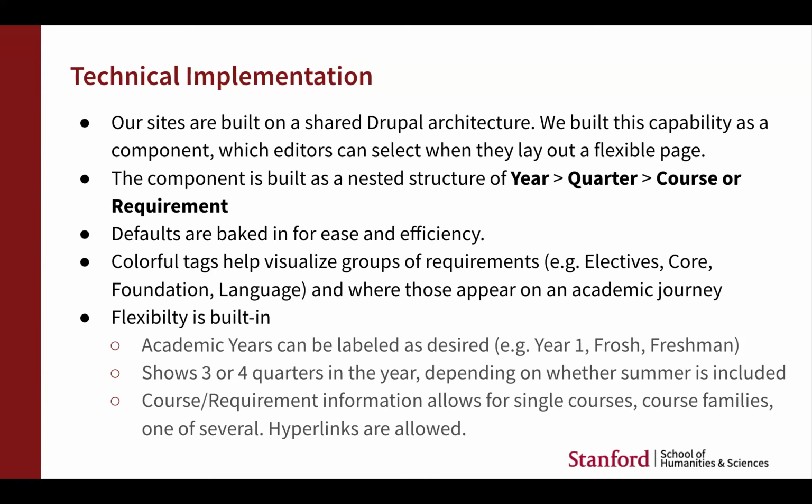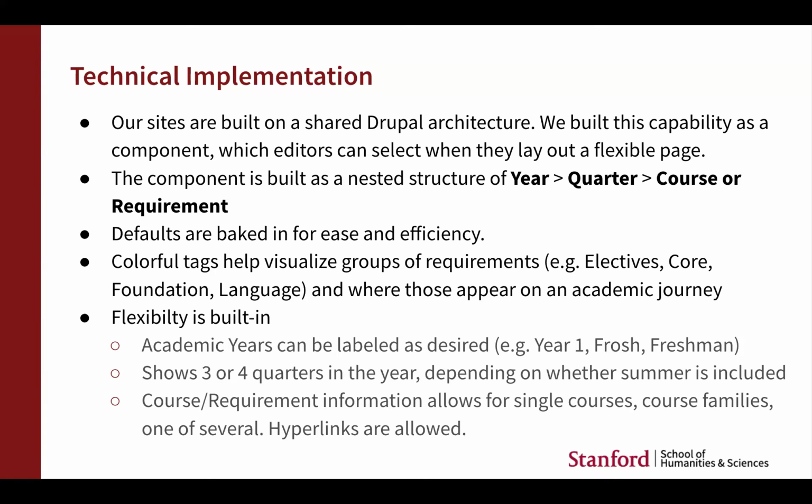But we added this new component onto our component library. So when our editors are building a flexible page, they can choose that, place it anywhere on their flexible pages, and go from there. And it's a nested structure. So the first thing they do is they add a year. Within the year, they start adding quarters. Within the quarter, they start adding course or requirement types. And then they color code them, and then they fill it in.